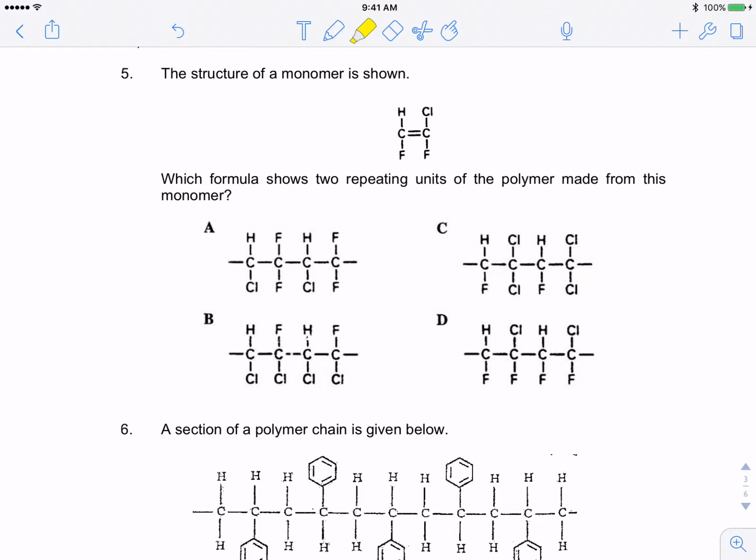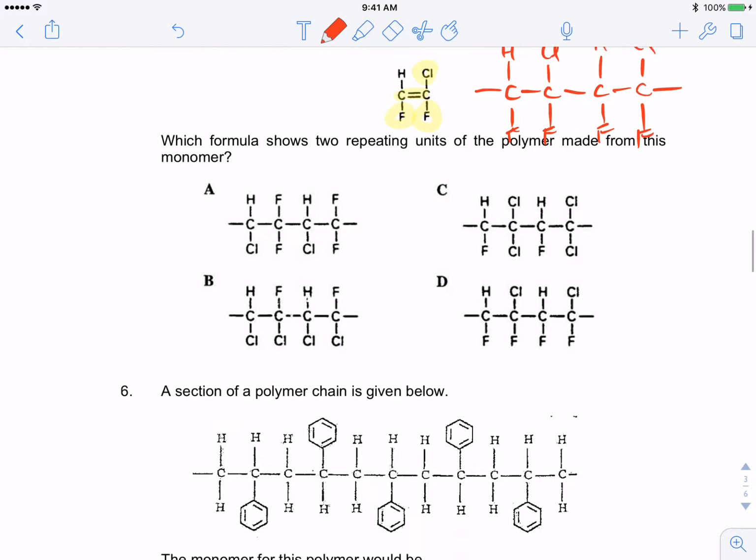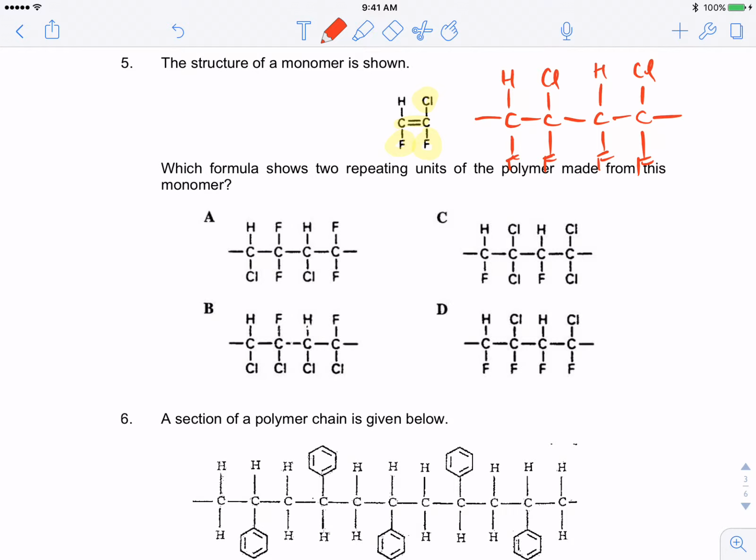Structure of a monomer is shown. Which formula shows two repeating units of the polymer made from this monomer? Okay, again, the C=C double bond is here. We have chlorine and two fluorines this time. So how it should look as a polymer with two repeating units is H, Cl, F, F, then you extend it, repeat one more time, H, Cl, F, F. Okay, then just look for the one that matches this. The answer will be D. Is it correct? Yes.